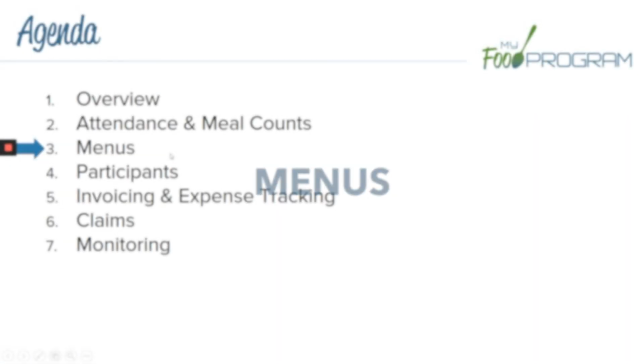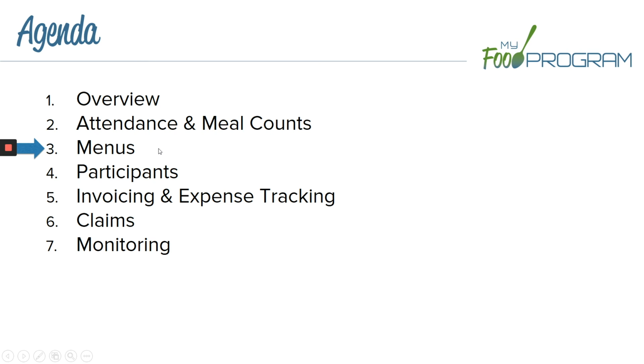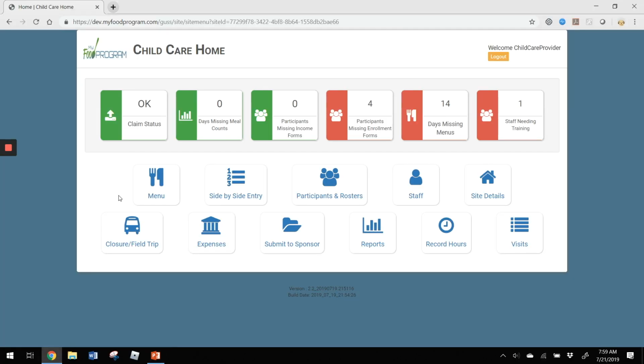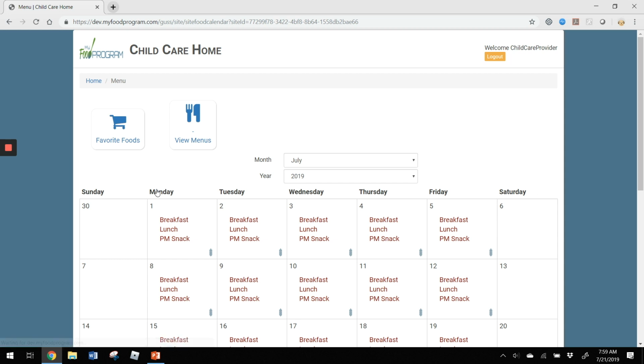All right, it's time to move on to menus. So for the provider to enter their menus, they click here on this fork and knife icon. Up here at the top, you'll see two buttons. One says Favorite Foods, the other says View Menus. Favorite Foods has a list of all of the foods in our database, and the provider is able to designate those items that they serve over and over again. So that saves them from needing to search our food database every time they want to add a food to their menu. Here, View Menus, these are the saved menus.